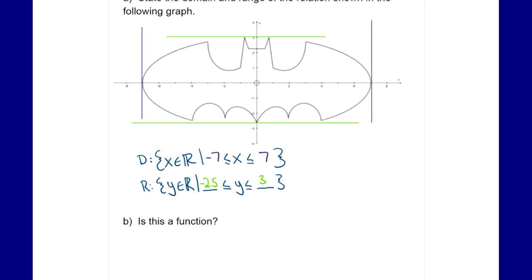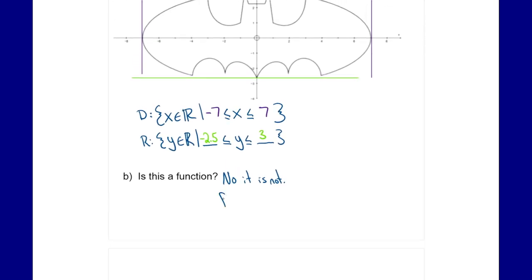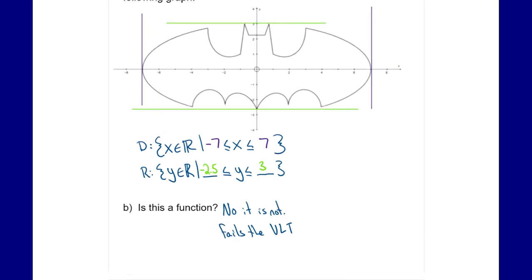B now asks, is it a function? From the lines we drew to find the domain, we should be able to tell that no, it is not a function. It fails the vertical line test. If you draw a vertical line somewhere along this relation, it's going to touch more than once.